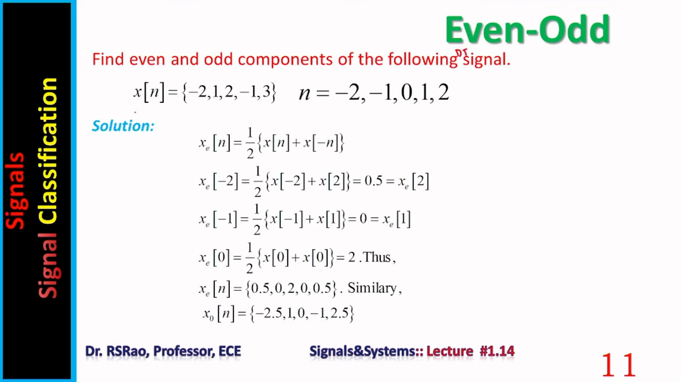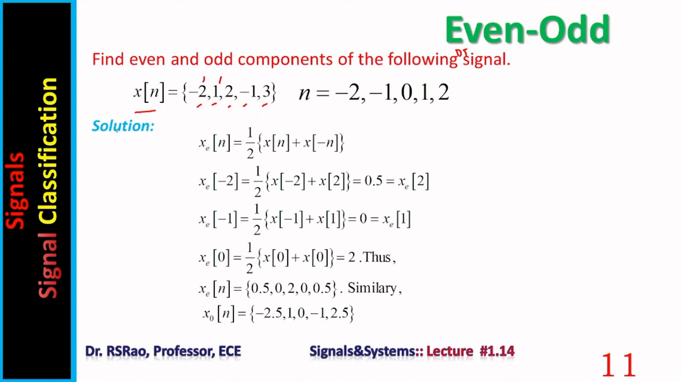x of n is given as minus 2, 1, 2, minus 1, 3. Here n assumes minus 2, minus 1, 0, 1, 2. It implies x of minus 2 is minus 2, x of minus 1 is 1, x of 0 is 2, x of 1 is minus 1, and x of 2 is 3.